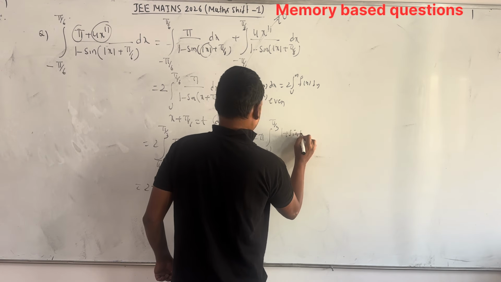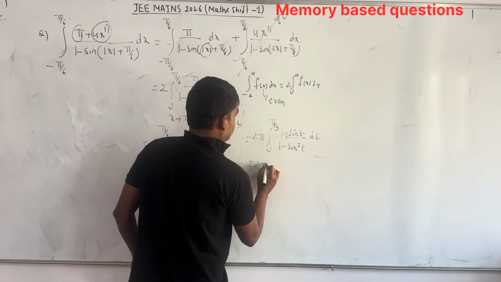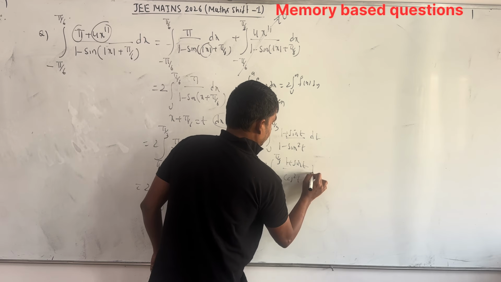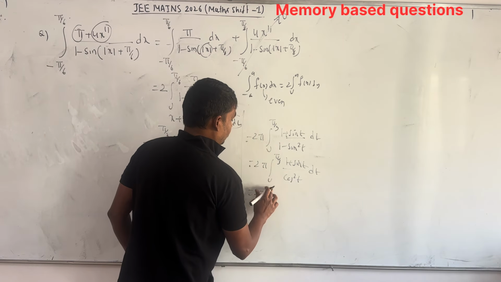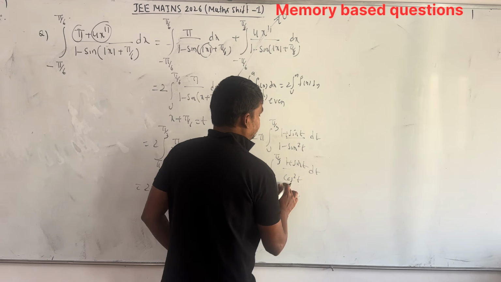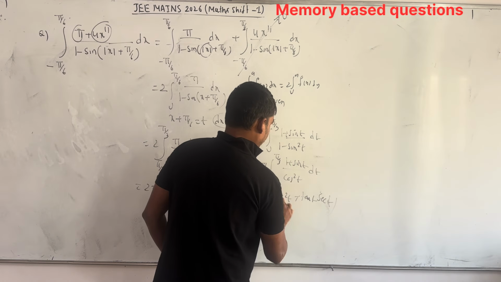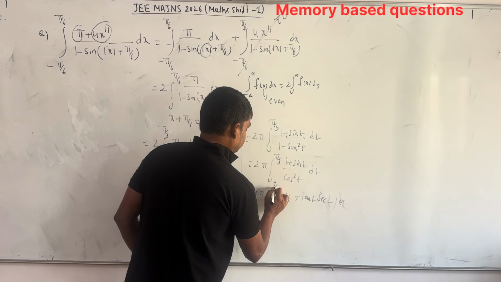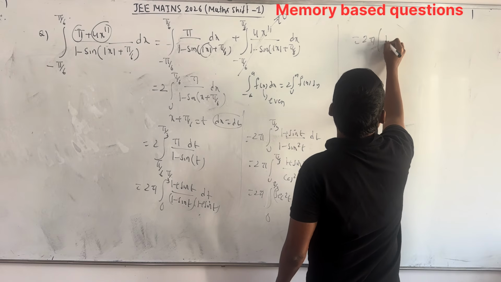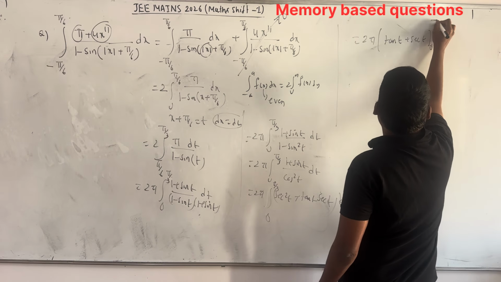From here we get 2 pi times the integral from 0 to pi by 3 of (1 plus sine t) by (a minus b)(a plus b), which is a square minus b square. So 1 minus sine square t is cos square t. So we have (1 plus sine t) by cos square t dt. This is 1 by cos square t, which is secant square t, plus sine t by cos square t, which is tan t into secant t. So I split it into two parts. From here we get 2 pi times the integral of secant square t, which is tan t, plus the integral of secant t tan t, which is secant t, from where to where? 0 to pi by 3.